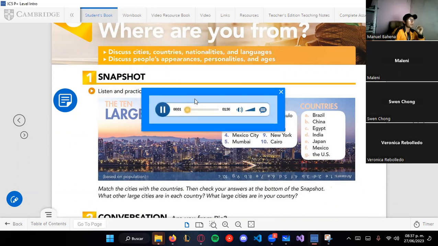Unit 3. Where are you from? Page 16. Exercise 1. Can you guys hear it? ¿Lo escuchan? Yes. Perfect. Okay, so.